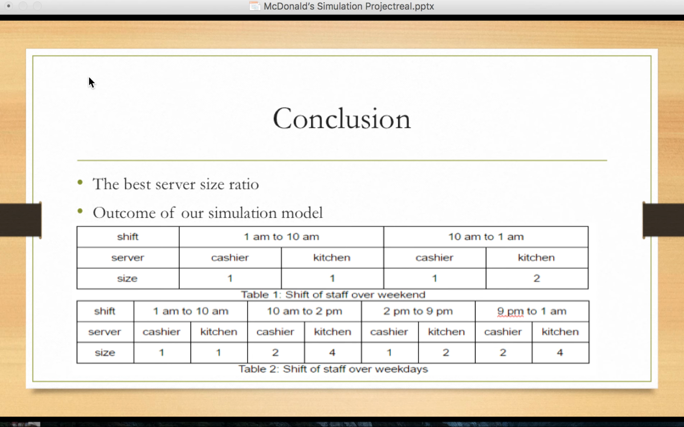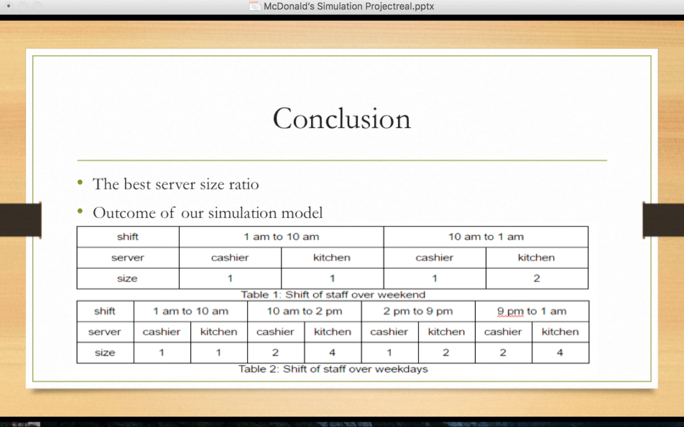After the simulation model, we found that the best server size ratio of cashier and kitchen would be 2. In the real system, there are chances the queue goes over 5 with the ratio of 2. We would not recommend the manager to add 1 more server. But what he could do is to transfer the servers between the cashier and kitchen to solve these problems.